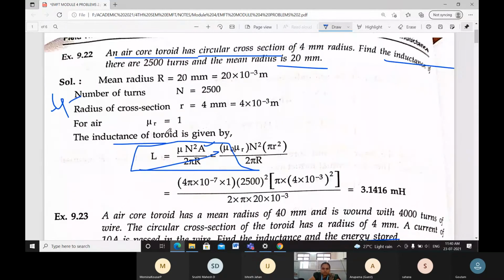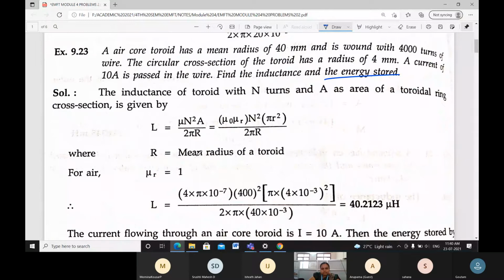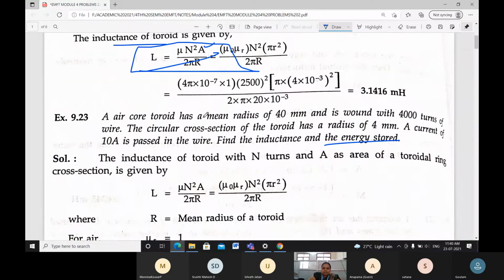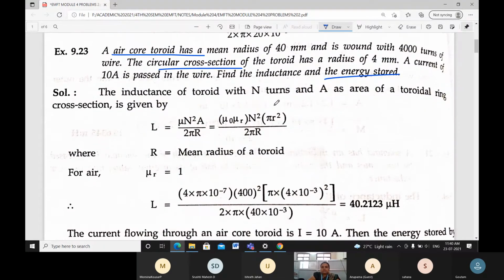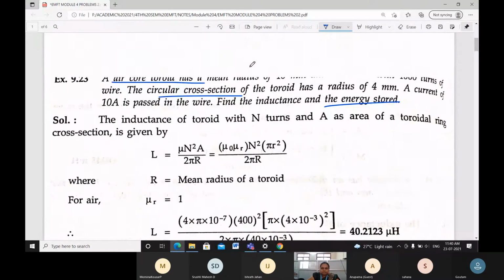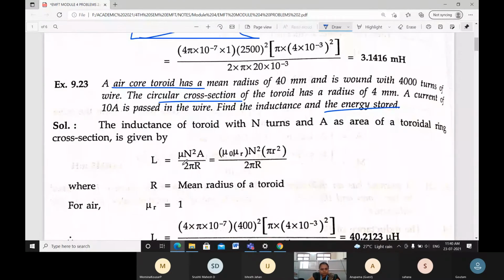We know the inductance equation that we took previously, you have to consider here also the same way, that is L is going to be mu N square A divided by 2 pi R. Again here it is a circular cross section, means it's a circle only, the area of circle is pi r square, that you have to take and go on substituting each and every value. Mu naught we know and mu r is going to be 1 because it is placed in air. Then N square is given as 4000 square.